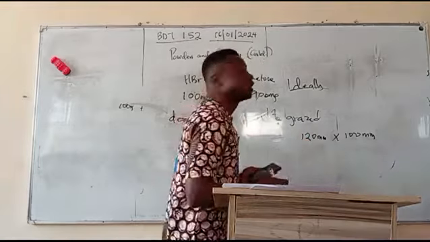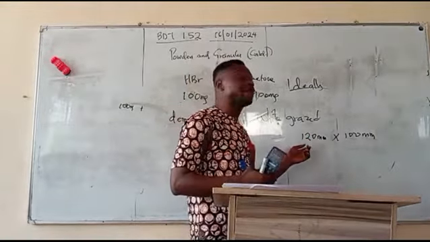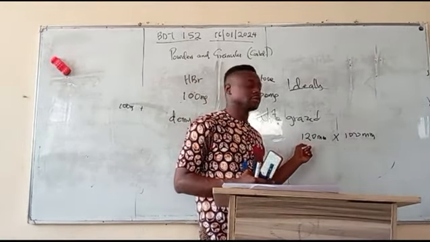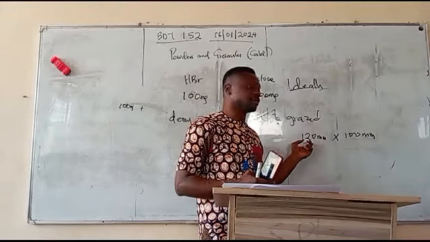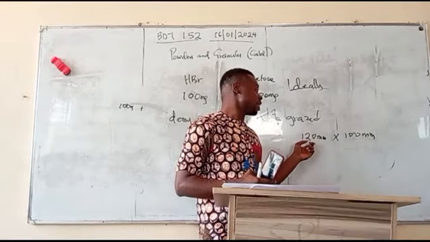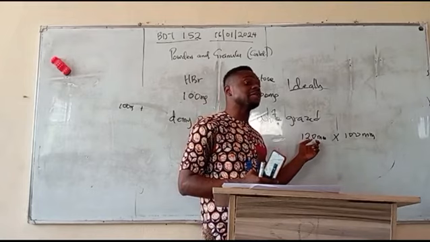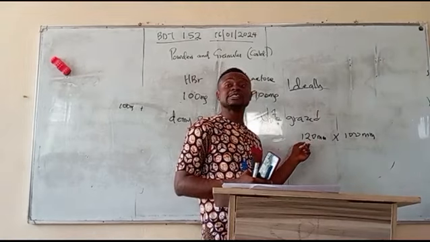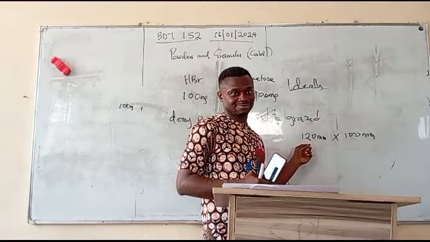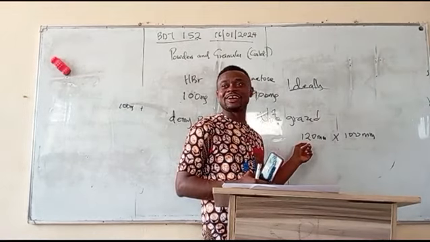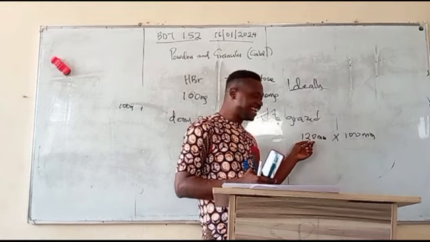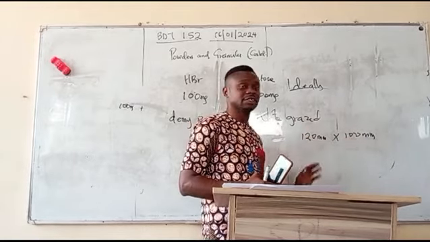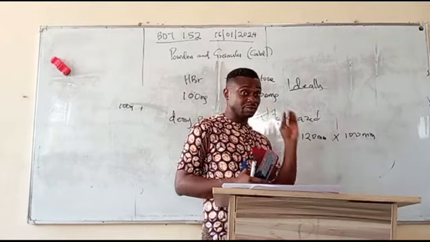All right, so this is the dimension, okay? Please listen. This is 120 millimeter times what? 100 millimeter. Which of them should be the width and the length? Length times width. Length is 120. Width is 100. This should be the suitable size of this thing.